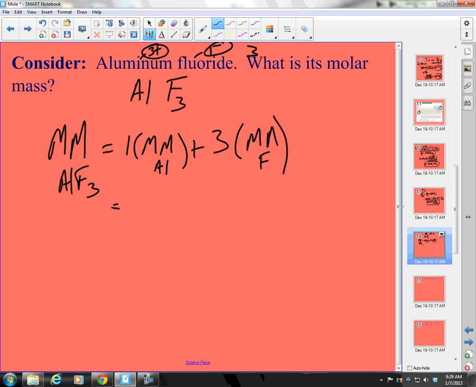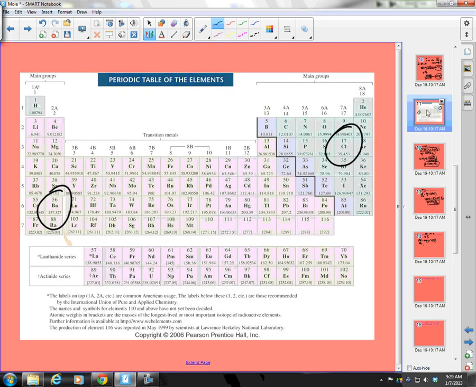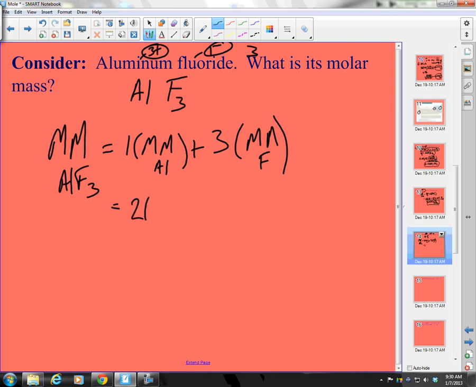Got it? So we go to our periodic table. Aluminum is 26.98. Usually I go with 2 decimals, but you just don't want your number here to limit your sig figs. So you always use as many numbers here as you have in your given. I tend to go with 2 decimals because that usually is sufficient. 26.98, and we'll understand more of that later.